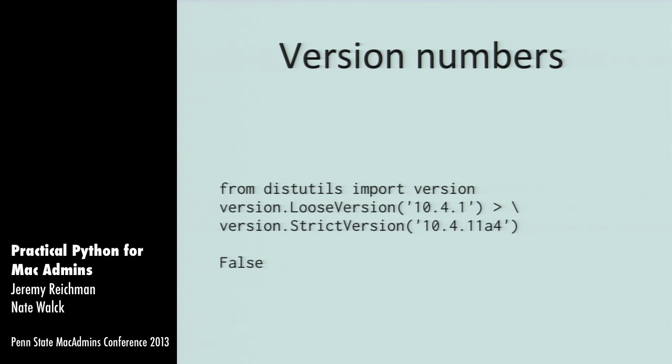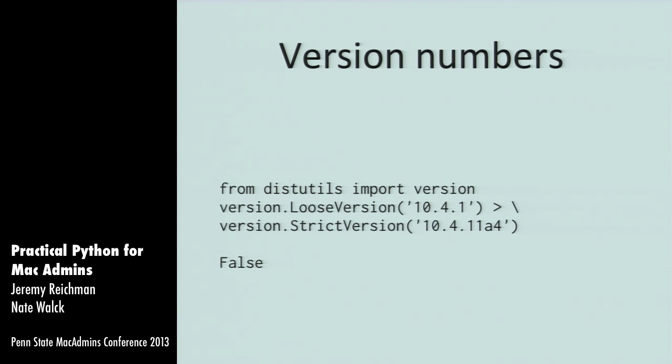And then in the next line, this is one line that continues, version.LooseVersion, and I'm doing 10.4.1. It's the OS X version with the most version numbers. You remember? We went all the way up to 10.4.11. And then I'm trying to see whether that's greater than version.StrictVersion 10.4.11, in this case alpha 4.